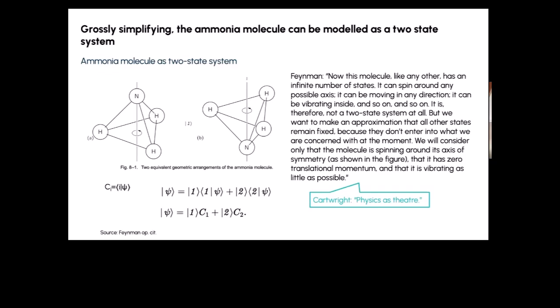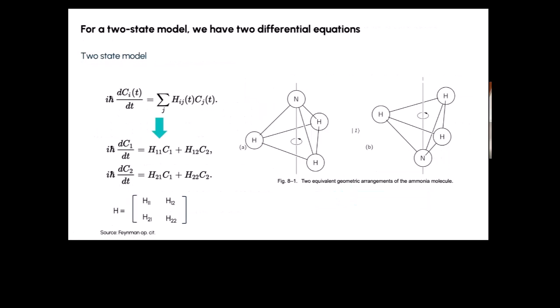We will consider only that the molecule is spinning around its axis of symmetry, as shown in the figure, that it has zero translational momentum, and that it is vibrating as little as possible. You have this axis here, the molecule is spinning around it, and now it has two states, either with the nitrogen atom up, or it can spin around like this and then the nitrogen is down. That's the second state. So this is state one, and this is state two. If we express this with the Hamiltonian, we basically have two equations: one describing the likelihood of being in state one, and this the likelihood of being in state two. And you see that now you have a more complicated Hamiltonian with four entries.